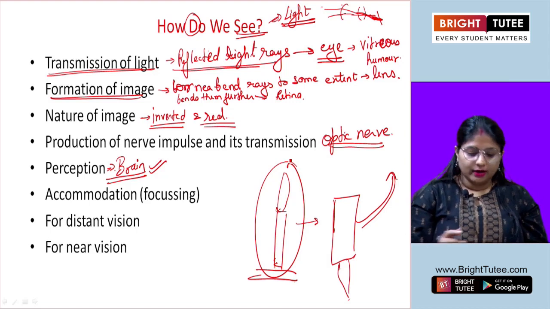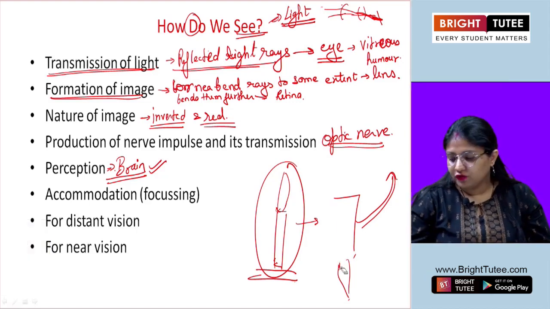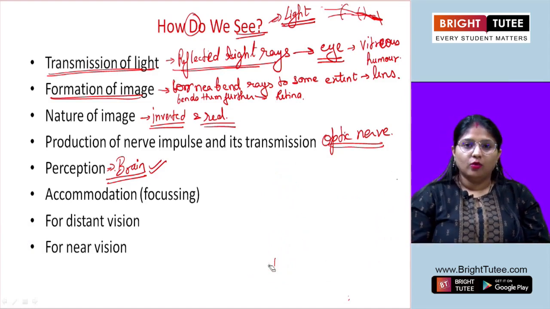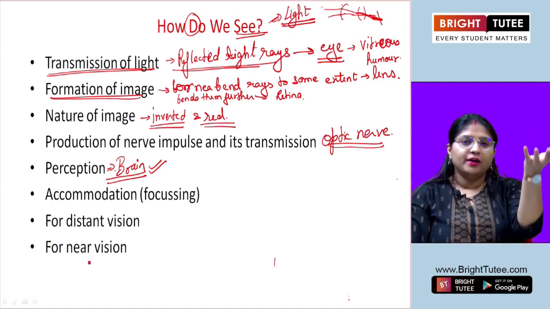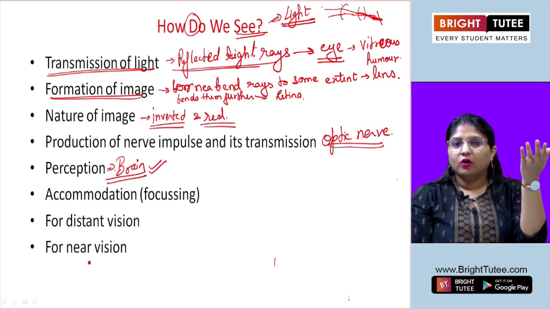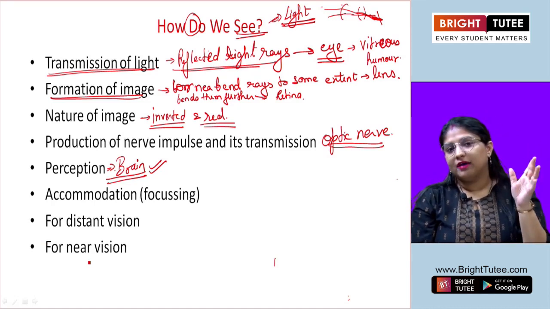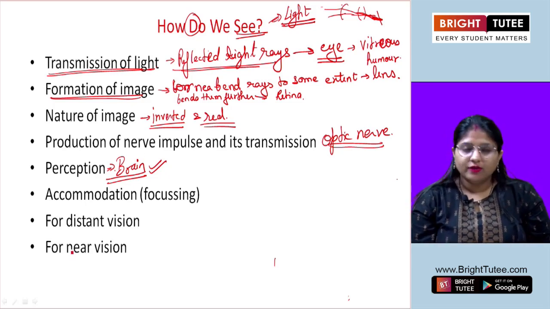So it is important to understand that the brain plays a very important role here in the perception of whatever we are seeing. Otherwise our whole world would be upside down, right? You would be seeing people on their head. But because the brain is able to perceive the image properly, that's the reason why we see the world in a proper manner, right? So perception is very important.